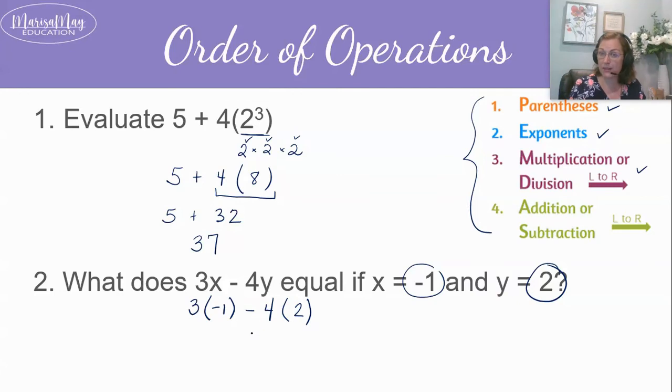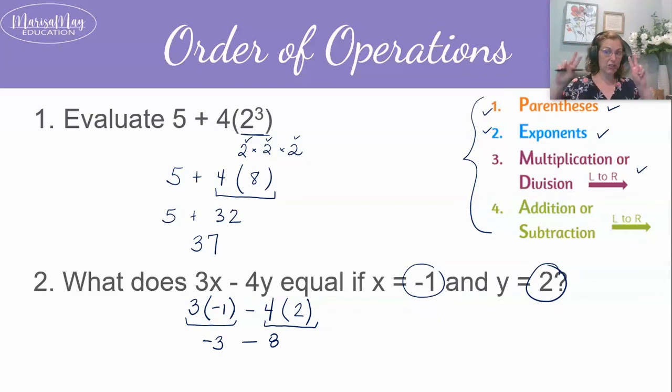We do have parentheses. However, there are no operations inside. Like there's not an addition inside of the parentheses. So we're going to skip that step. We'll skip the exponent since there's not any. Now we do the multiply. So 3 times -1 would give me -3. And you also have to do this multiply. 4 times 2 would give me 8.